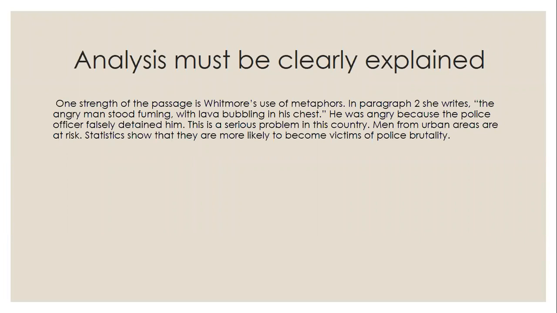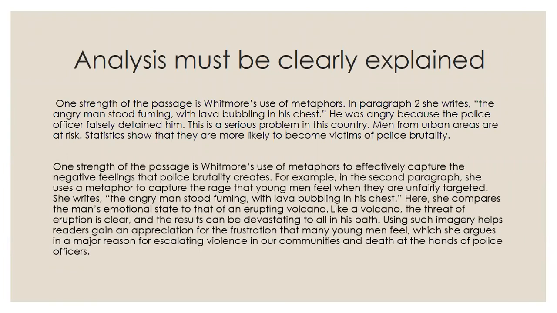See, now, the writer didn't really, in this example, prepare the reader for the discussion. The topic sentence is there, identifying that metaphor is a strength, and then the writer just jumps to the example and goes on to say, well, he was angry, this is a problem, men from urban areas are at risk, and statistics show they're more likely to become victims of police brutality. Now a whole new idea was introduced, statistics, and that's not what this paragraph is supposed to be about. It's supposed to be about the use of metaphors.